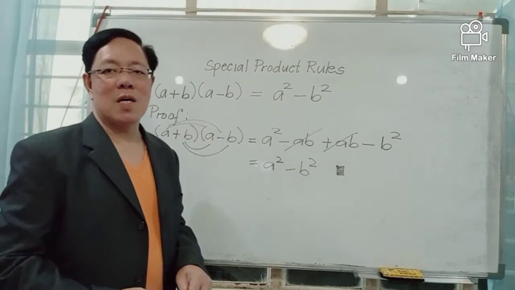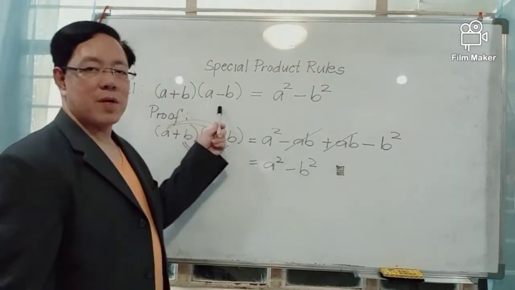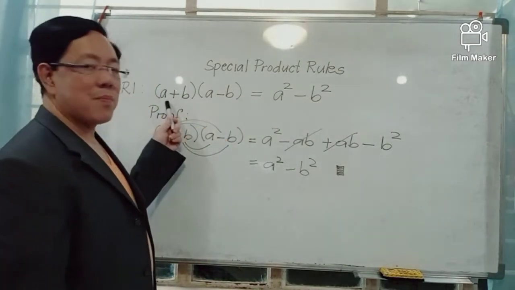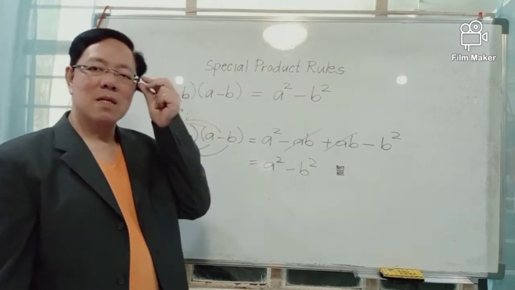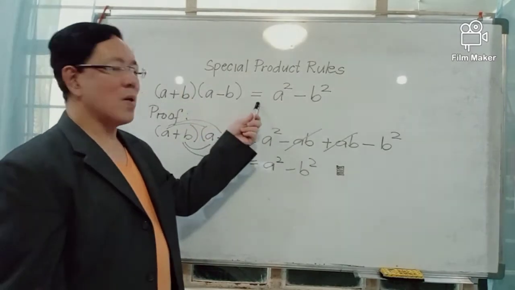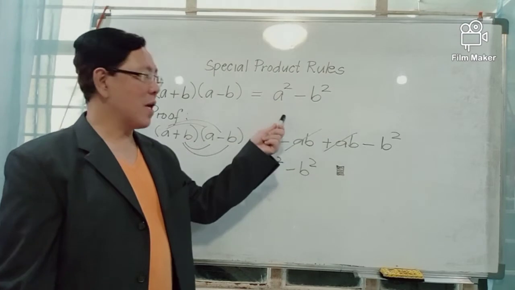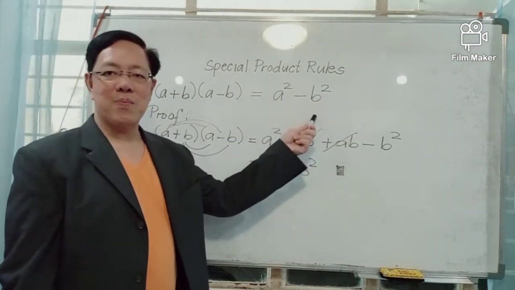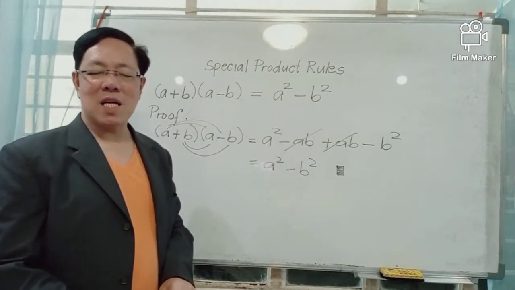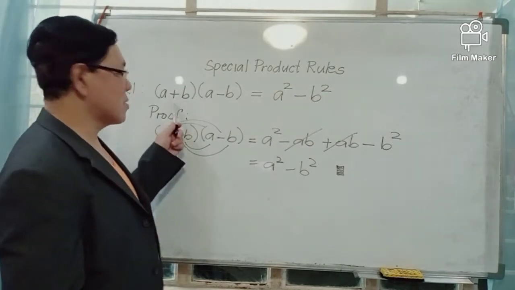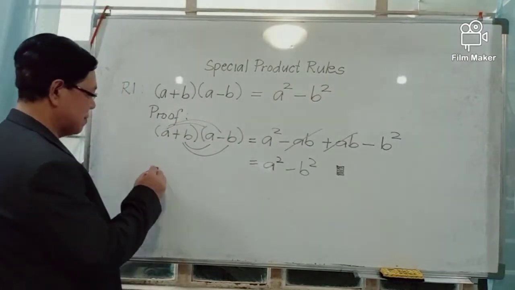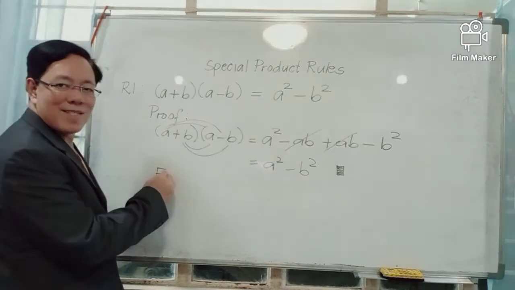Thus, we have shown that the product of a sum and difference, the product of A plus B and A minus B, is truly equal to the difference of the square of A and the square of B. We now take an example to apply this rule. Example 1.